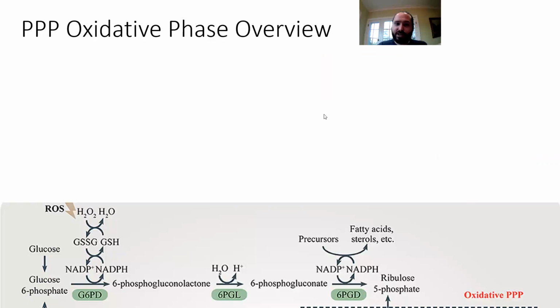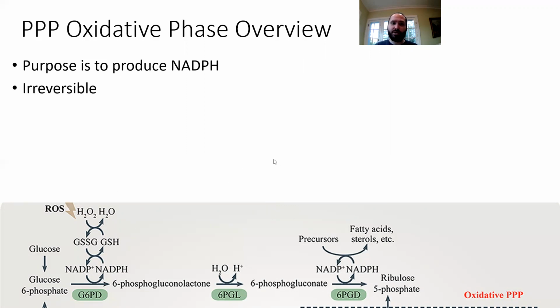So oxidative phase overview. We started with glucose 6-phosphate, which instead of going into glycolysis, went into the pentose phosphate pathway. We oxidized glucose 6-phosphate to 6-phosphogluconolactone using glucose 6-phosphate dehydrogenase. We reduced NADP plus to NADPH. Now we're going to talk about this GSH in a moment. And then we did a hydrolysis, and then we did another oxidation, making 2 equivalents of NADPH, which we can use for the stated functions.